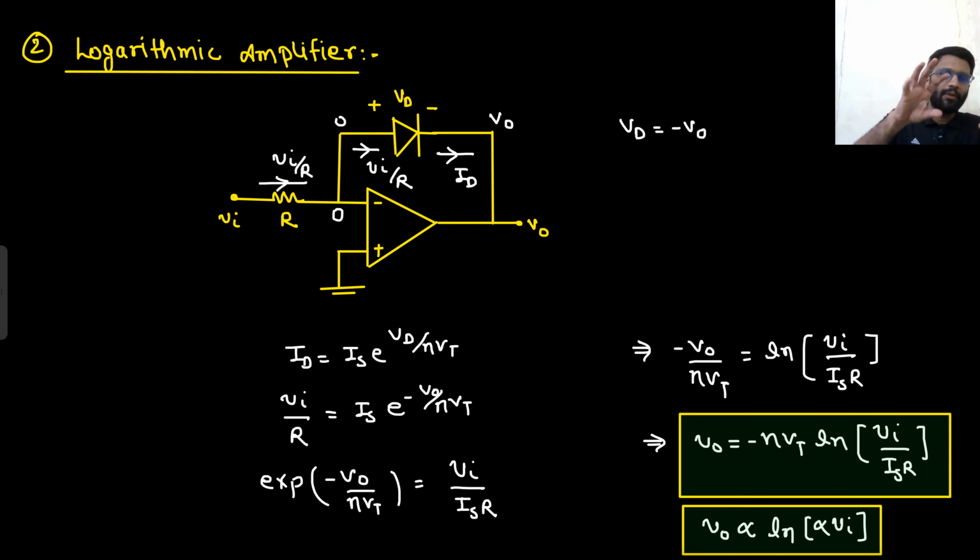Simply by using the diode, we made a logarithmic amplifier as well as an exponential amplifier. Well and good, very easy application. You just need to write down the current equation. You just need to see how Vd can be replaced. Here Vd is equal to minus V naught.